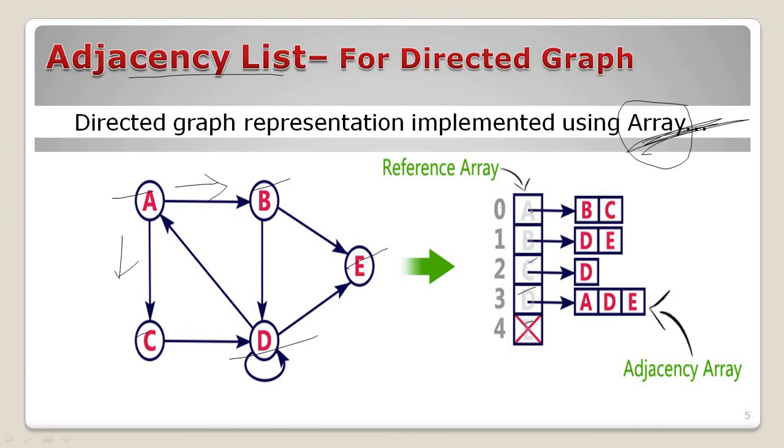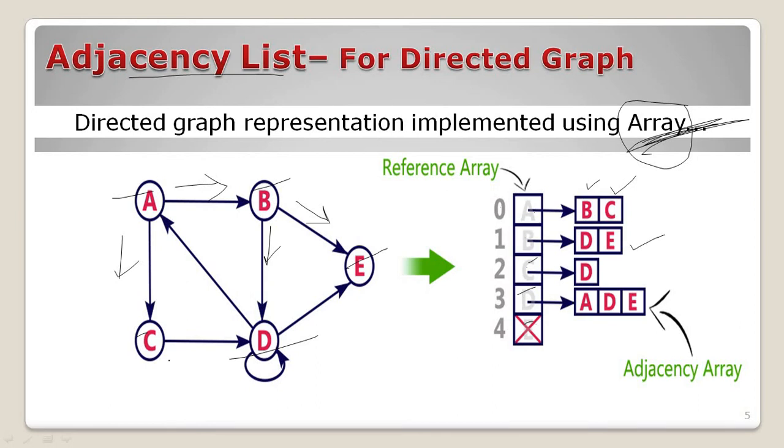So it means that from A we are having the edges, that is node B as well as node C. Now consider the second one, that is B. From B, we are having the edge from B to D, that is a directed edge, as well as B to E, that is a directed edge. So in that case, from B, we are having the edges D as well as E.